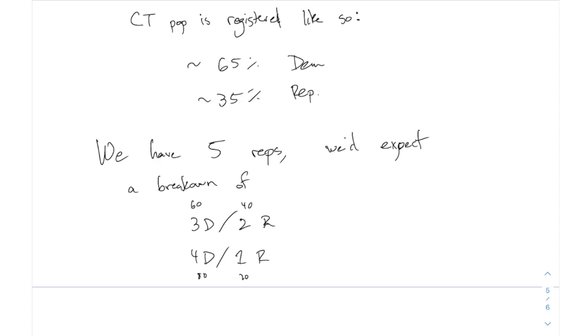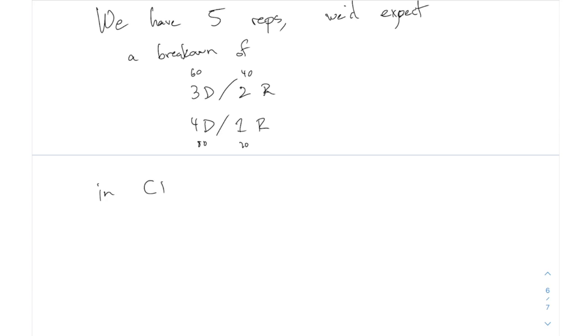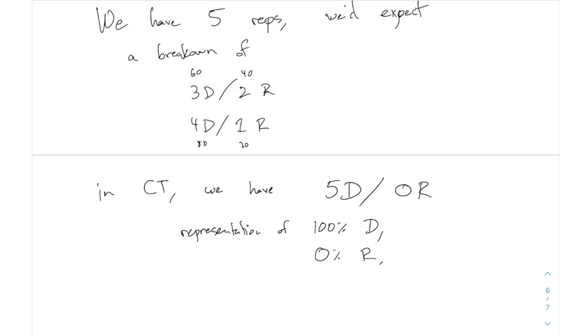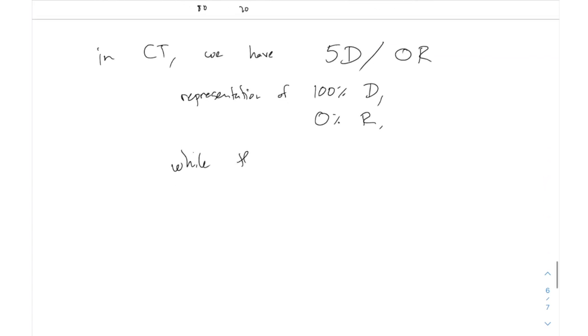In the state of Connecticut, our true breakdown is 5 Democrat, 0 Republican. That's the scenario that we have in the state of Connecticut. 5 Democrats, 0 Republicans. Representation of 100% Democrat, 0% Republican, while the population is 65-35, which is certainly mostly Democrat, but not all Democrat, right? 65% Democrat, 35% Republican, all right?